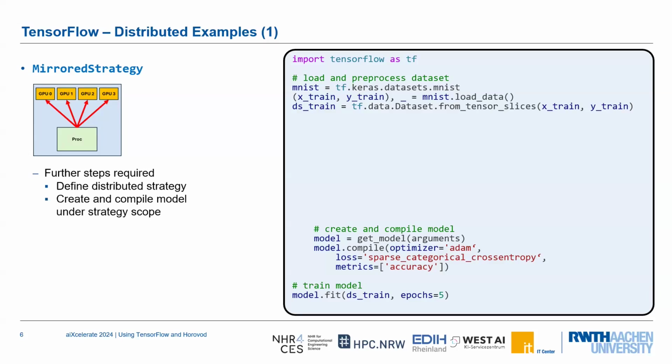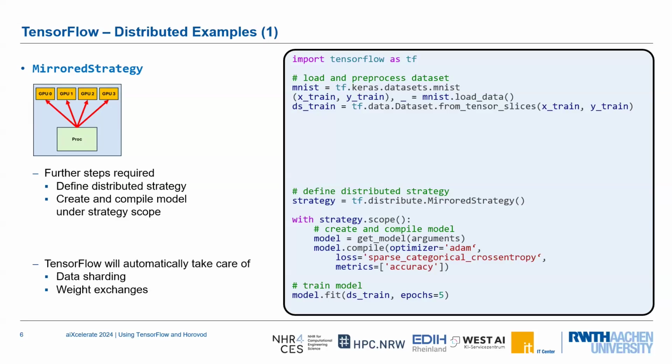First of all, we need to define the distributed strategy. We need to create and compile the model under the scope of the strategy. And this is pretty simple in this case: defining the strategy, opening the scope, and then creating and compiling the model. That's it. Nothing special.